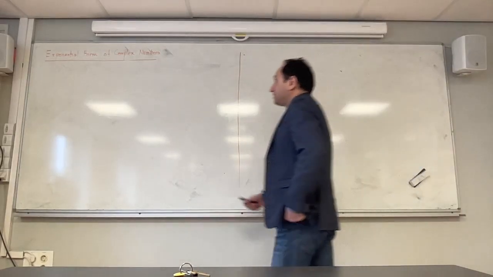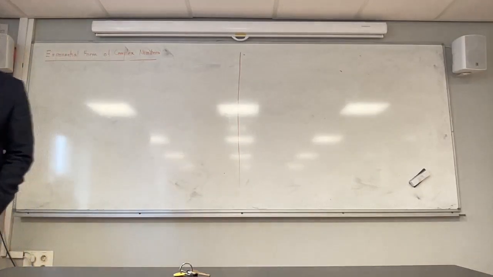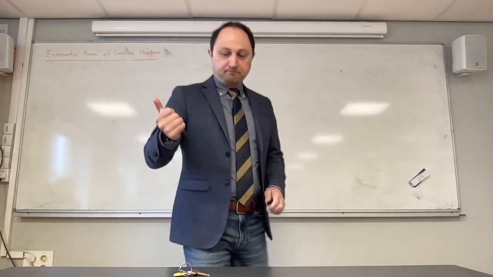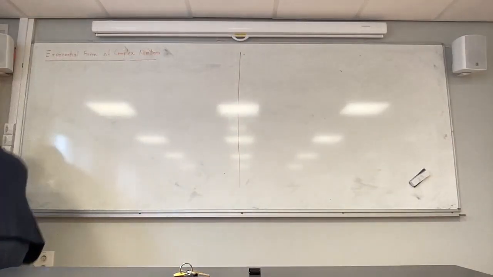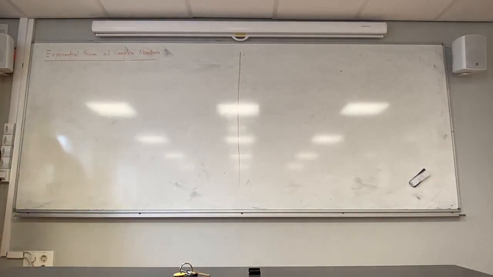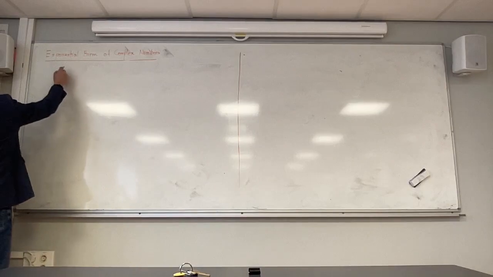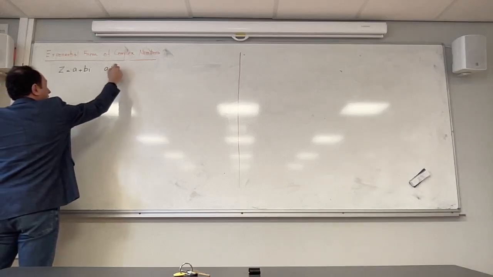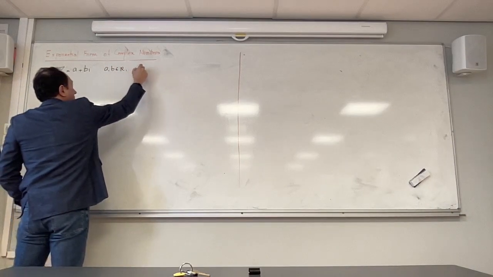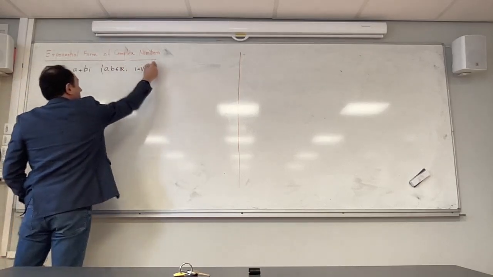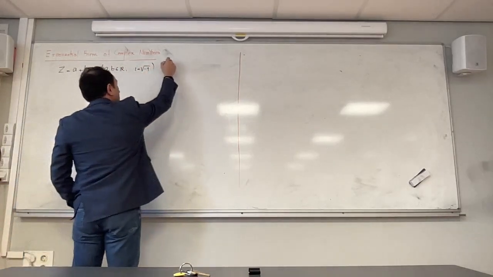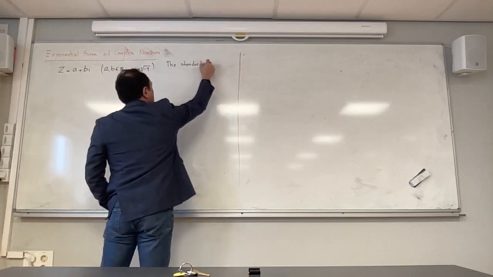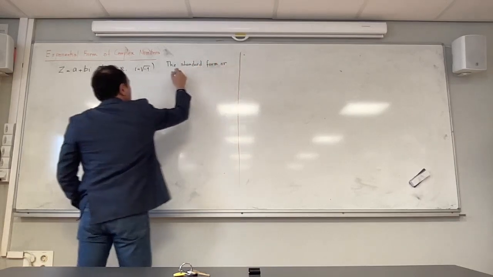Okay, good morning. So, we finished this last part of this chapter, exponential form of complex numbers. Let me just review. When we started talking about complex numbers, every complex number z is a number that can be written in this form, in which a and b are real numbers, and i is the square root of minus 1. That's called the standard form or Cartesian form.